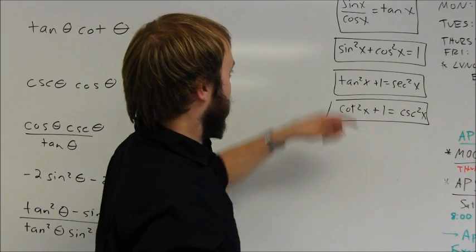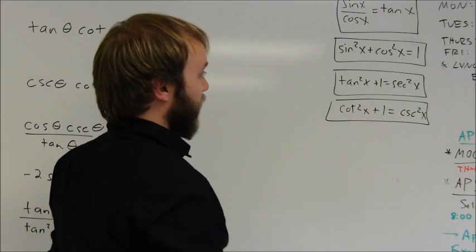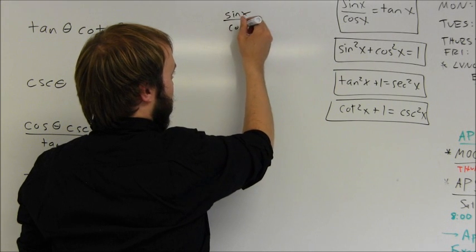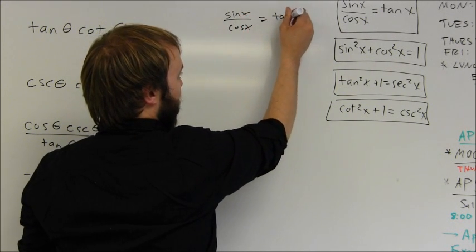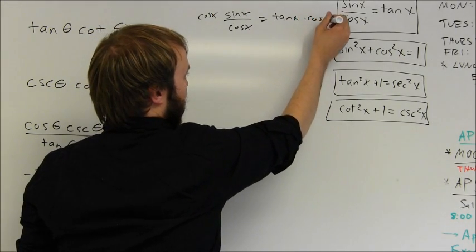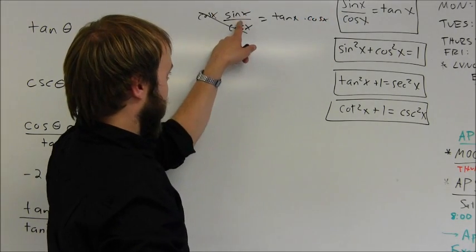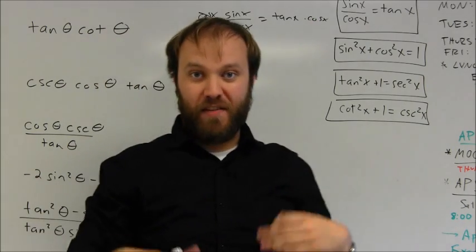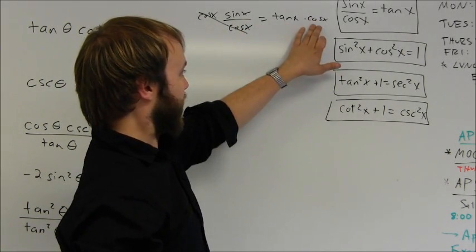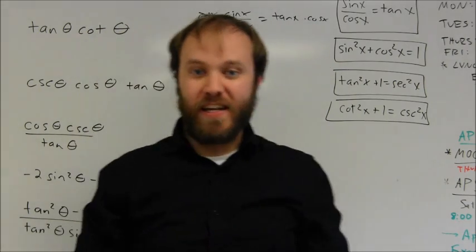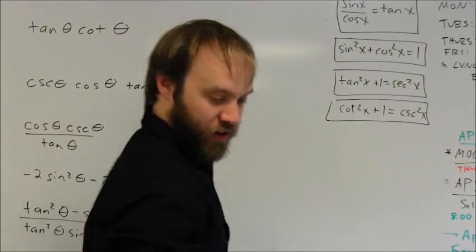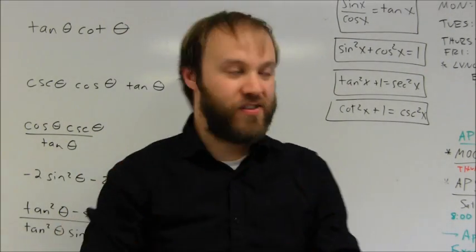Keep in mind that you could multiply both sides by cosine of x, and that would give you sine of x equals tangent of x times cosine of x. You could divide both sides by tangent, and you could show that cosine of x is equal to sine of x over tangent of x. Different possibilities there. With these other ones, usually you're just changing these around to sums and differences.